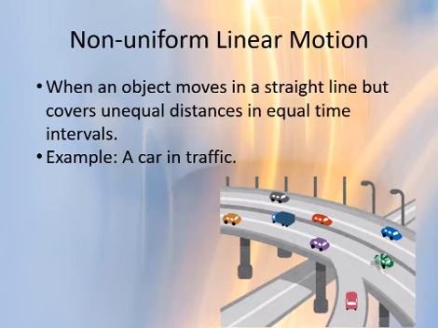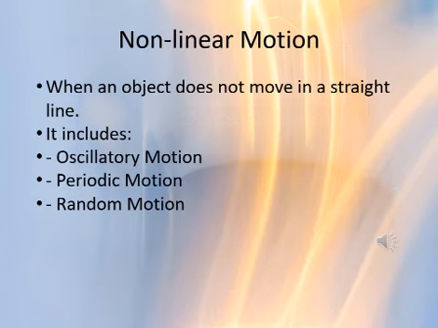Non-linear motion. Now let's talk about this. This is when an object moves in a path that is not straight. It could go in a circle, curve, or even randomly in all directions. Non-linear motion includes different kinds of movements like oscillatory motion, periodic motion, and random motion. These are all very interesting and we will look at each one now.